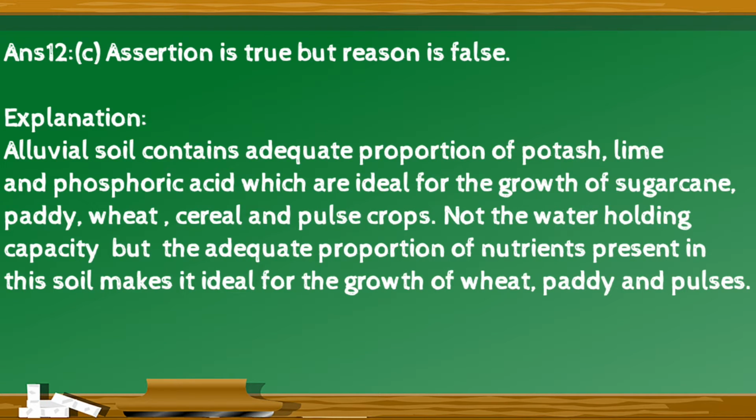The right option is C. Assertion is true but reason is false. Explanation for this is alluvial soil contains adequate proportion of potash, lime and phosphoric acid which are ideal for the growth of sugarcane, paddy, wheat, cereal and pulse crops. Not the water holding capacity but the adequate proportion of the nutrients present in this soil makes it ideal for the growth of wheat, paddy and pulses.